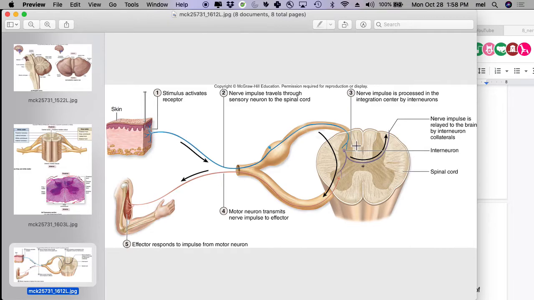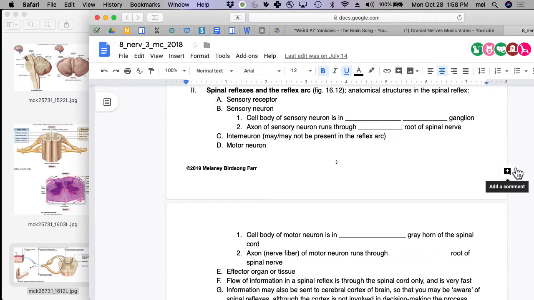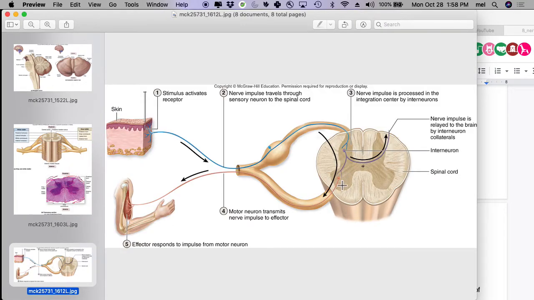This isn't showing the rootlets, but of course the rootlets would be there as well. So posterior root, and then it can synapse with an interneuron, and that's what she said, right? The interneuron right there. The interneuron is just the decision maker, 1 or 0, yes or no. But interestingly, there are even simpler reflexes than this that don't need an interneuron.